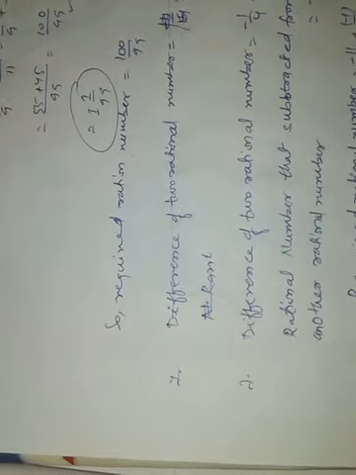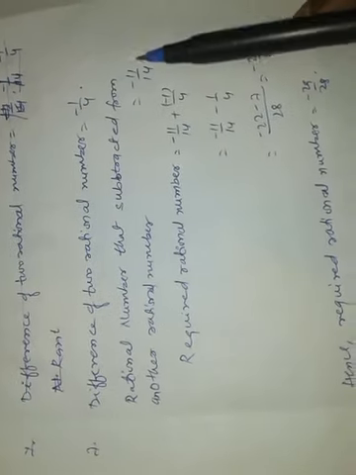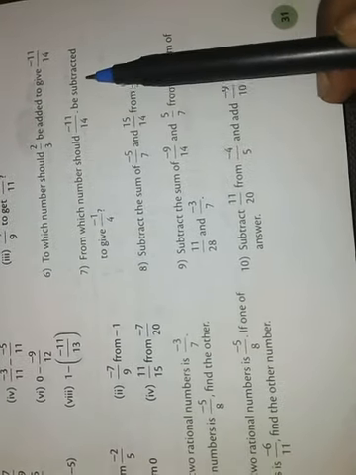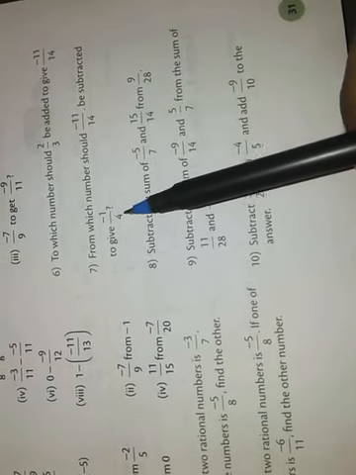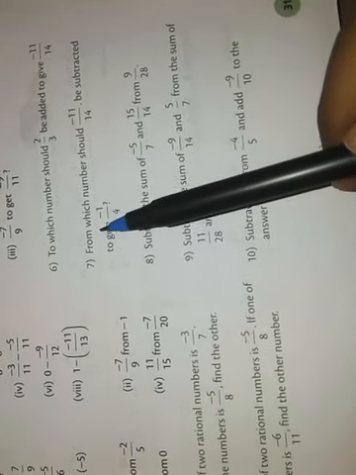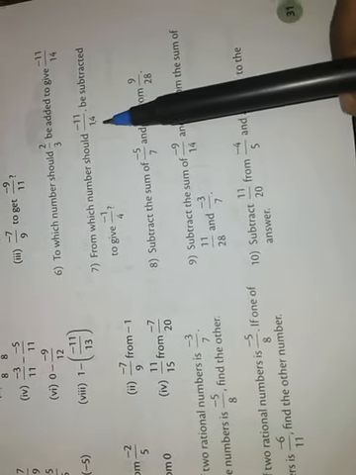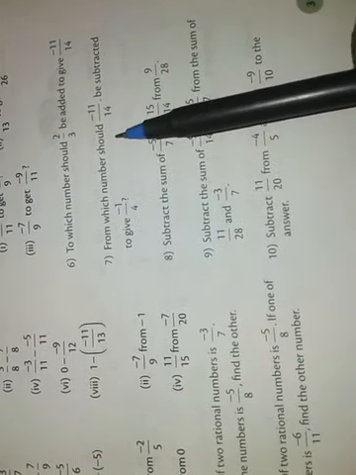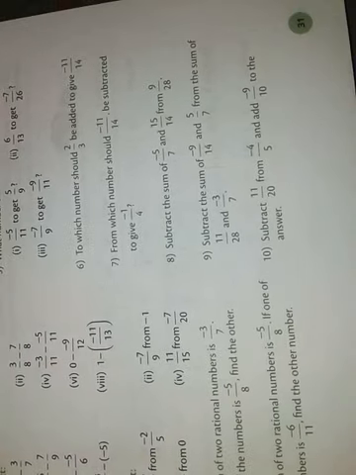Now question number 7. Number 7 is a little bit different, so first of all we have to read the question. The question is: from which number should minus 11 by 14 be subtracted to give minus 1 by 4? That is, minus 1 by 4 is the difference. One thing is clear. The second thing we have to understand is what minus 11 by 14 is. It is the number that is subtracted, not the number from which we subtract. Understand? To understand this, I give an example.